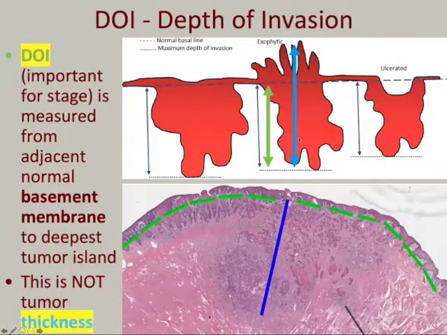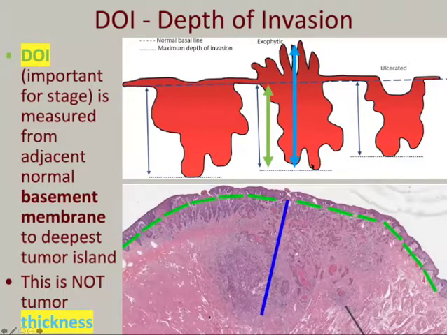A word on measuring depth of invasion in the oral cavity. You want to measure depth of invasion from the adjacent normal basement membrane to the deepest tumor island, right? You do not want to measure from the surface of the tumor, especially if it's exophytic. That is the tumor thickness, not the depth of invasion. And the AJCC staging system is based on depth, not thickness. Okay, so just a word of caution.